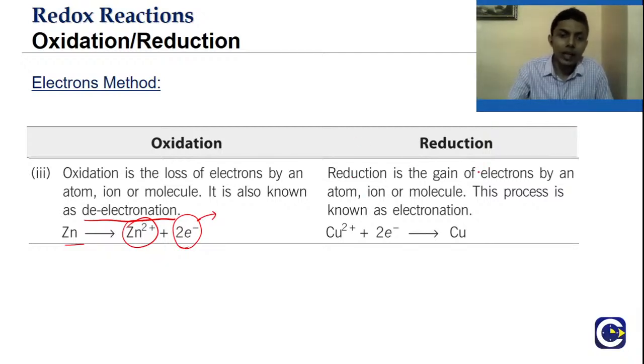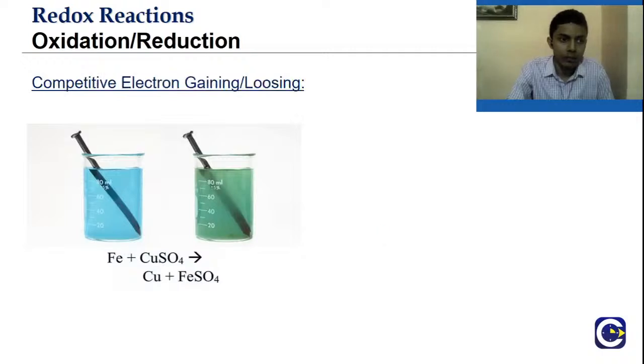Reduction is the gain of electrons by an atom, ion, or molecule. This process is known as electronation. For example, if you take Cu2+, it will gain 2 electrons to give Cu. So basically, it is gaining 2 electrons, so it is a reduction reaction.